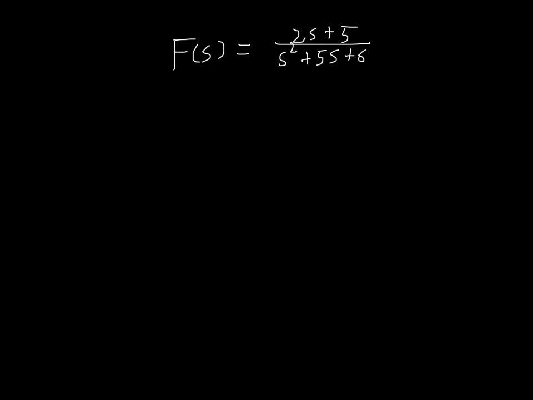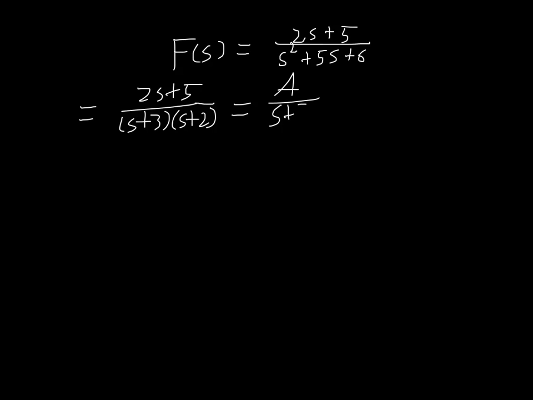So what we first need to do is factor the denominator into both of its factors. So we'll get 2s plus 5 over s plus 3 times s plus 2. And then what we want to do now is use partial fraction expansion to get this polynomial into smaller terms that will be easier to evaluate their inverse Laplace transform. So let's just pick a couple of constants, A and B. We'll have A over s plus 3 and B over s plus 2.